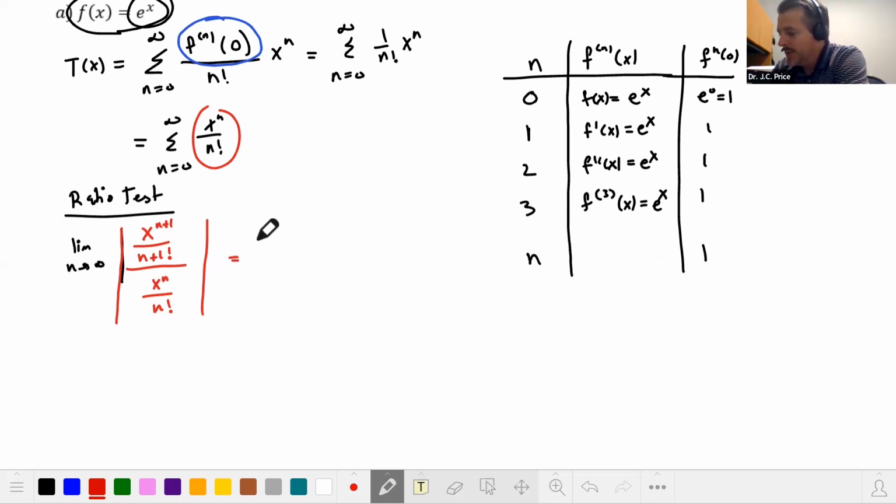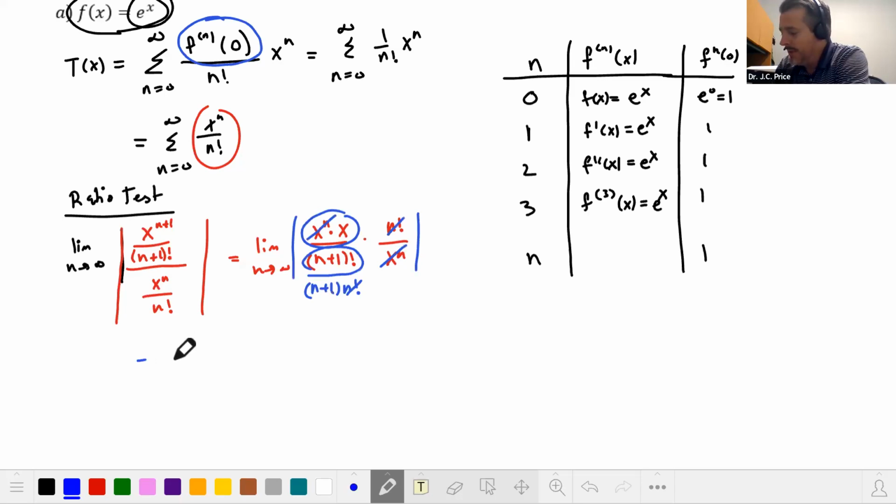And so then that's going to be equal to this limit as n goes to infinity. And so on top, we have an x to the n times x, divided by n plus 1 factorial, and I should put parentheses around this. And then times n factorial over x to the n. So I separated these guys here. So then you can see the x to the n's are going to cancel. Don't forget that's all an absolute value. And then n plus 1 factorial, remember, that's just n plus 1 times n factorial. So the n factorials are going to cancel too.